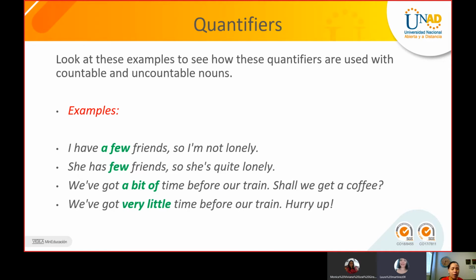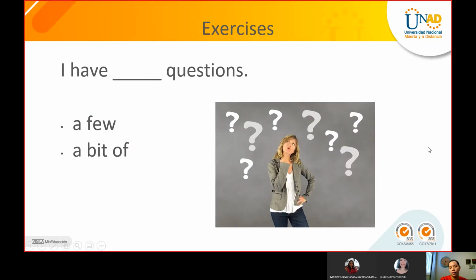And then this person says, hurry up, hurry up. Como apúrate. Because this person doesn't have, well, here in this situation, they don't have enough time, right? That's why you use very little. Okay, so that's the main difference.